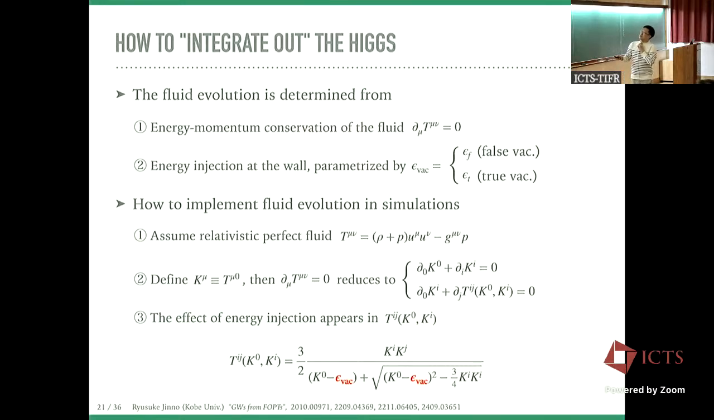And then ∂_μ T^μν = 0 reduces to two equations for K^0 and K^i. And here, T^ij can be re-expressed by K^0 and K^i. Depending on the vacuum energy at the false vacuum and true vacuum, the functional form of this T^ij becomes different. So that's where the vacuum energy density difference enters in this system. So we can just solve these two equations. Very simple.